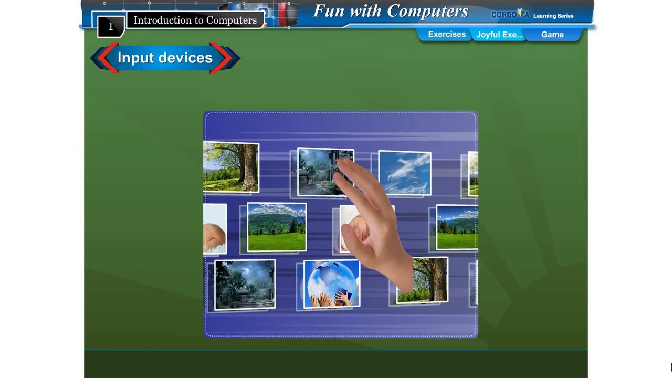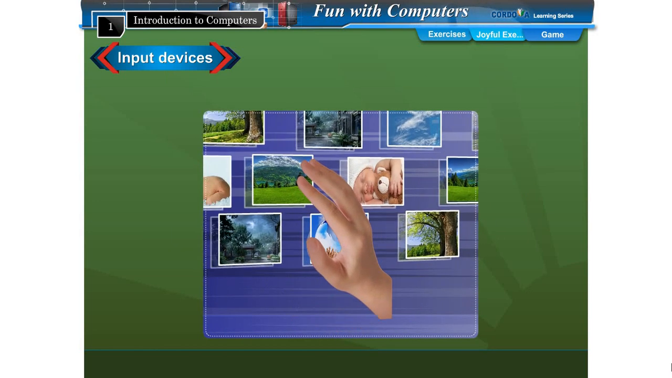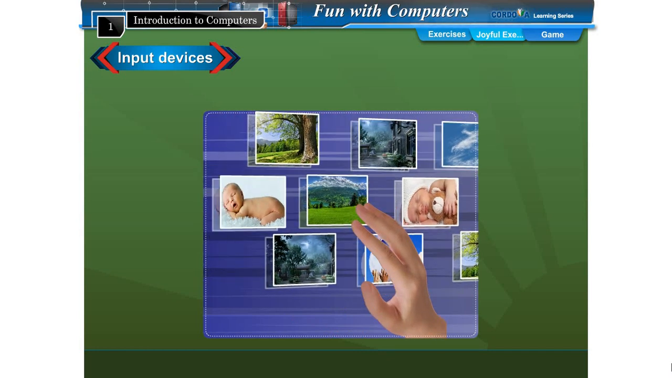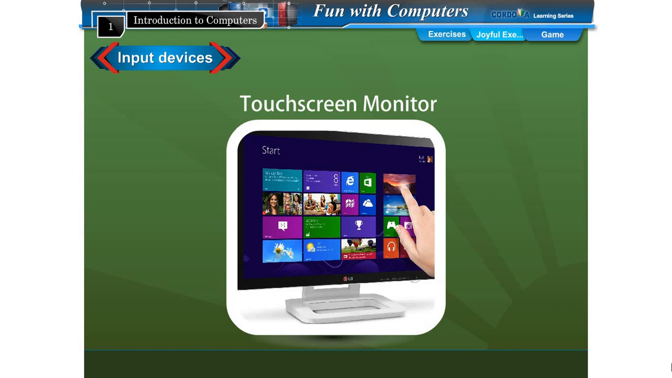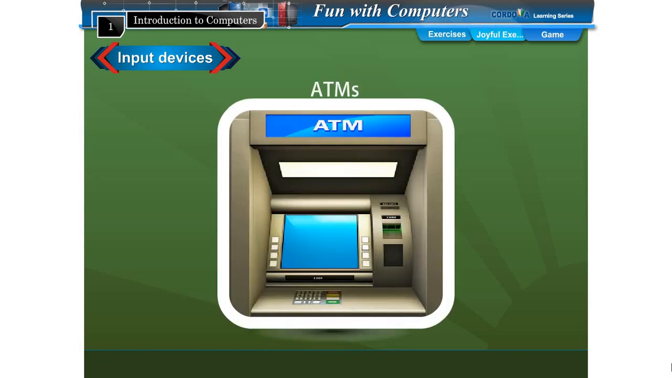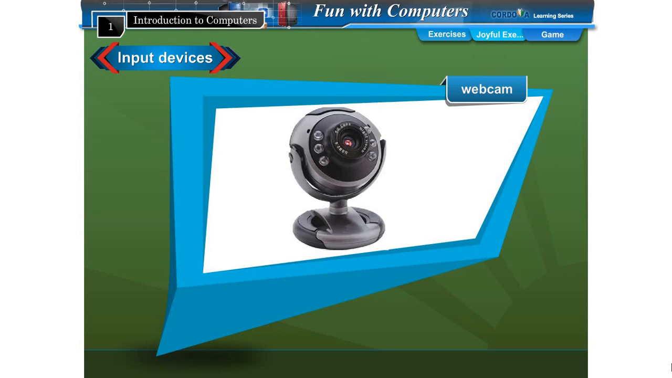Touch screen. A touch screen is a computer screen or other screen that you can touch with your finger to input information. Examples of touchscreen devices are tablet, touchscreen monitor, cell phones, and ATM. Web camera. A web camera or webcam is a video camera connected to a computer that gathers a series of images which can be accessed using the internet. Webcam technology is widely used in fields such as video conferencing and instant messaging.